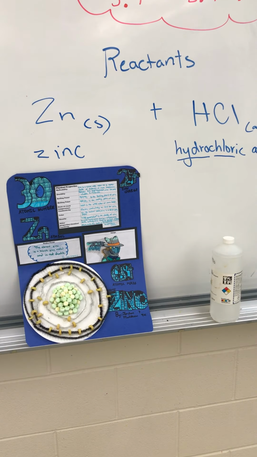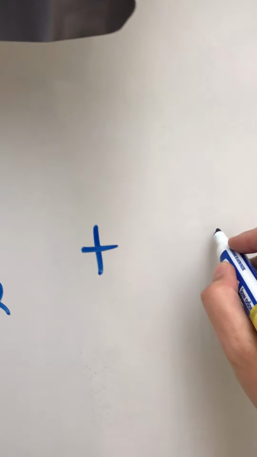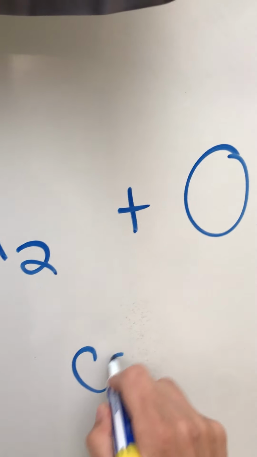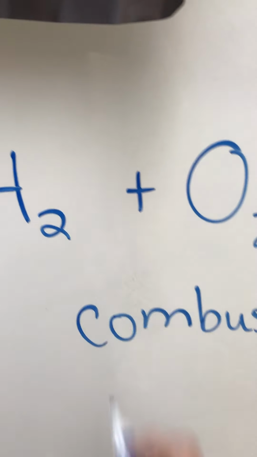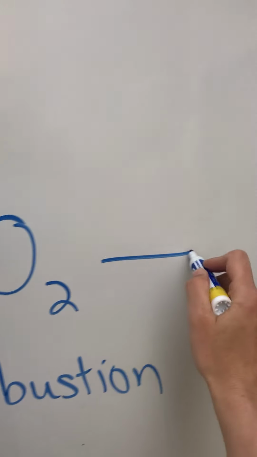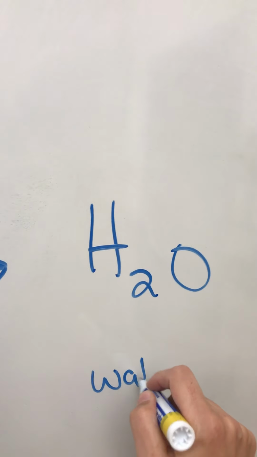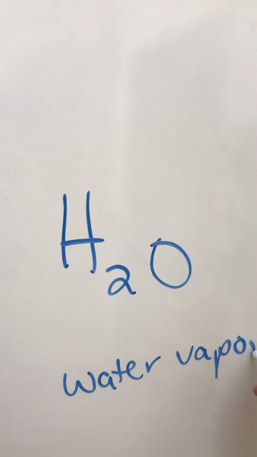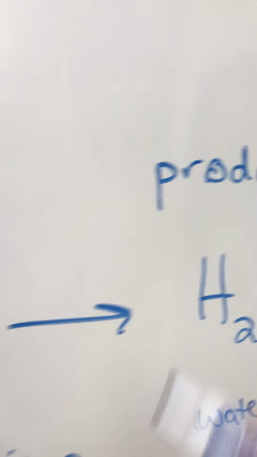So let's continue with our combustion of hydrogen, because we made the hydrogen and we ignited it, we lit it on fire, so we added oxygen. That's a combustion reaction, so these are our reactants. It reacts to form water vapor. That is the only waste product. So it's very clean.